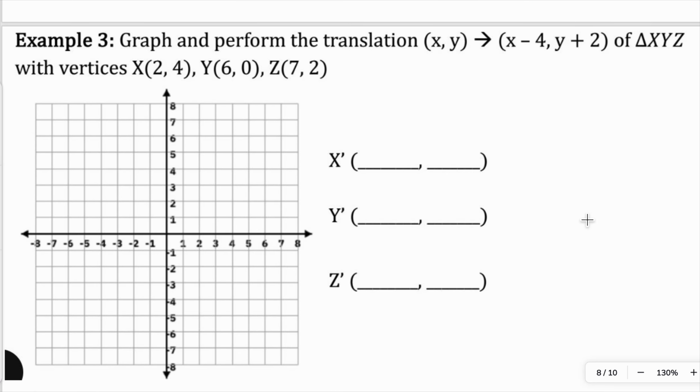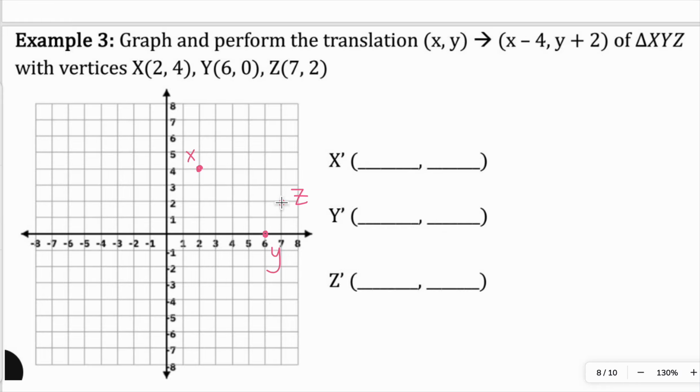Flipping over to the back, I have a few examples here. So let's go ahead and start with example 3. Here's where you're going to plot the original points first and then show the translation. So let's go ahead and plot those points first. I have (2, 4) for letter X, (6, 0) for Y, and then (7, 2) for Z.